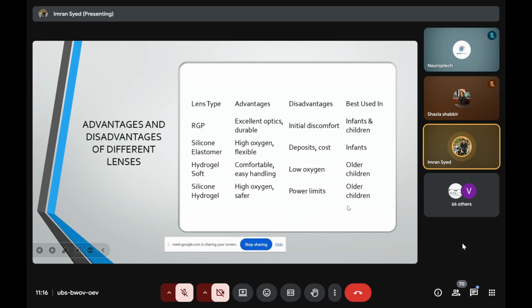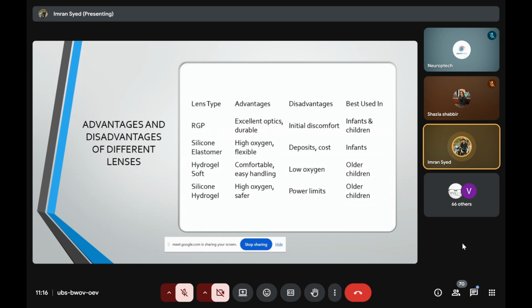The second lens that you can prescribe is silicone elastomer lenses. These are having high Dk/t value, and they are very flexible. But the only con is that silicone elastomer lenses are hydrophobic in nature, so they tend to attract more deposits, which in turn will damage the contact lens. So they have to change the lens every 4 months or every 5 months, which will in turn increase the cost. So that's why it's best used in only infants, because these lenses can be worn for around 15 to 20 days without removing. So that's the reason we'll consider these lenses only in infants.